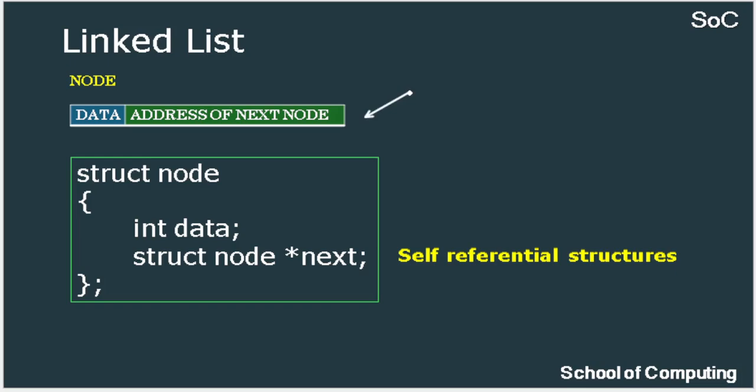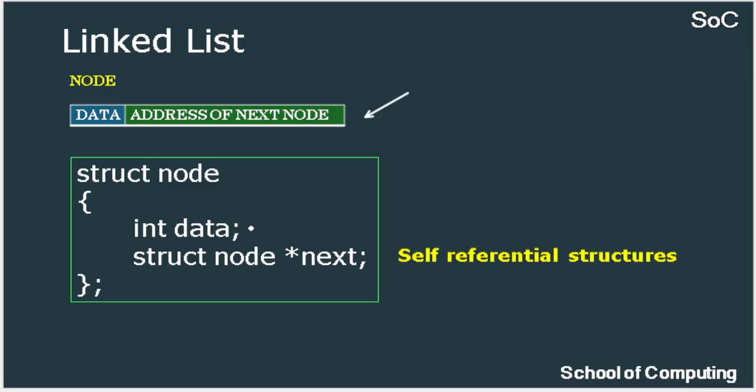So how can I store data and address together as a single unit? With existing data types, it's not possible. For example, if I take integer, can I store both data and address? No. Similarly, you take any primitive data type, built-in data type, we don't have a data type where we can store two different components, one is data and one is address. Since the built-in data types are not suitable for my requirement, I am creating my own data type called node.